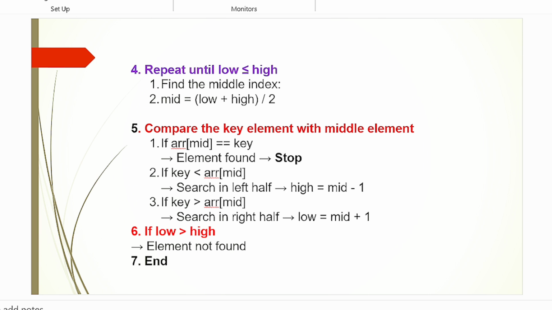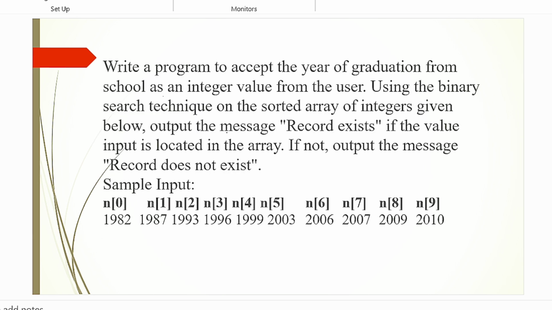Now let us see a program. For example, there is a program for year of graduation in a school, where we are going to enter integer values from the user, which means we are going to use a Scanner object. When the value exists, we are going to display a message as record exists. If it is not there, it means record does not exist.